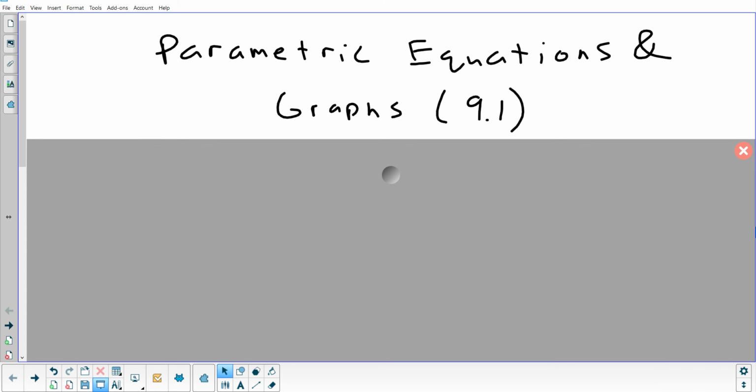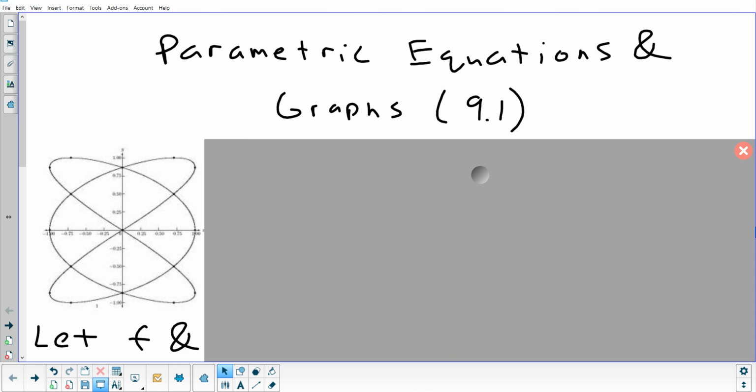All right, so this week we're going to start off looking at chapter 9, okay, which is on a different way we can do graphs. We'll talk about two different methods. Today we're going to talk about what's called parametric, and tomorrow we're going to look at another way called polar. So this is a new mode of graphing that we can use on the calculator.